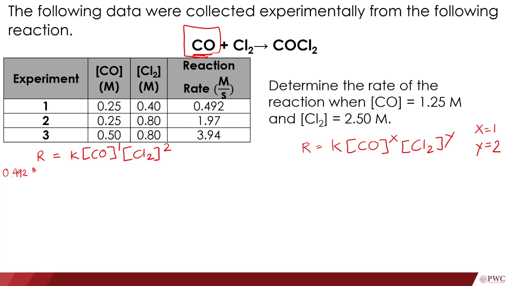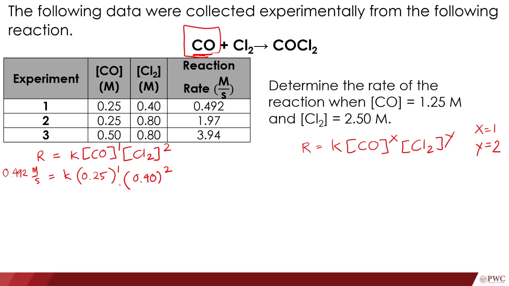0.492 molar per second. That's equal to K. We are finding for the K here. And then the concentration of CO, that's 0.25. Again, I'm using the data from experiment 1. That's to the power of 1. Then the concentration of Cl2, which is equal to 0.40 squared.